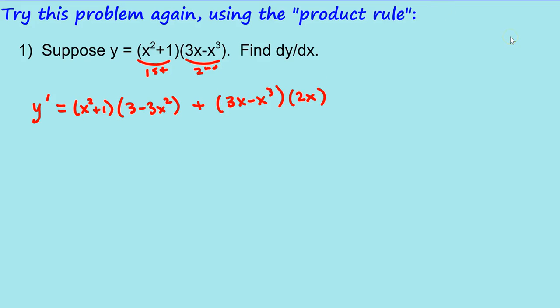So this is not the best problem to use the product rule on because there's so much simplifying to do. It would have just been easier to FOIL first and then differentiate after, but I needed to do it this way because this is one kind of example that we can show two ways. So I'm going to go ahead and FOIL.